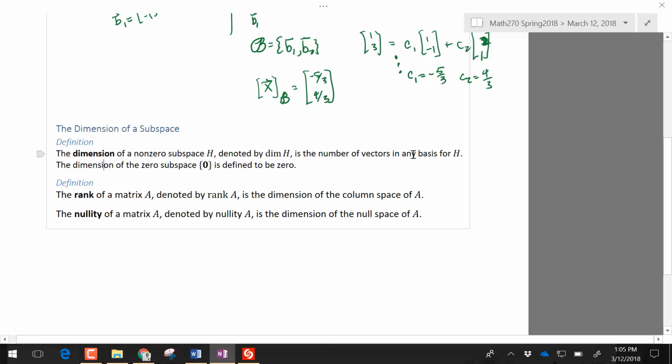So remember what a basis is. A basis is a set of linearly independent vectors that span a space. And so when we say basis, we want to make sure that 1, they're linearly independent, and 2, they span the space that you're talking about. So the dimension of our special degenerate case, the zero vector subspace, is 0. You can think about the zero vector as a vector, but it's not really a vector, it's just a point. So we'll call that dimension 0.